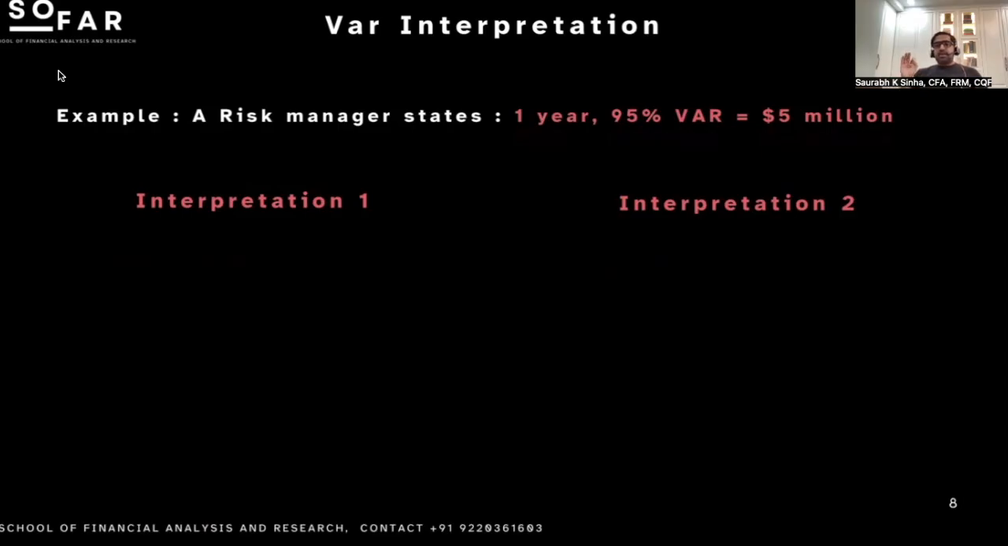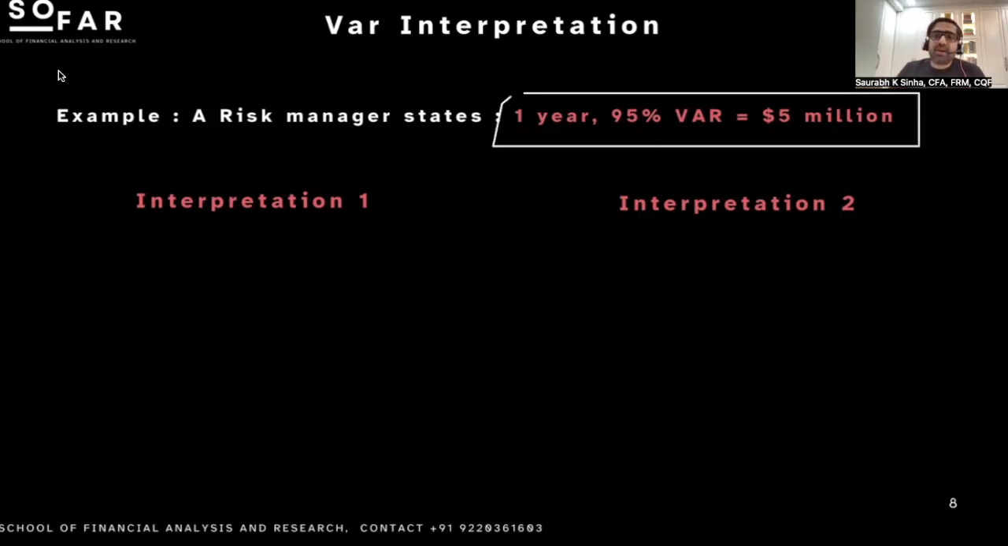Clear? So this is how a VaR is stated in your book, in your curriculum, in the Basel Accord, in all the government regulatory documents. This is how it would be stated. How you should interpret it? There are two interpretations of the same.